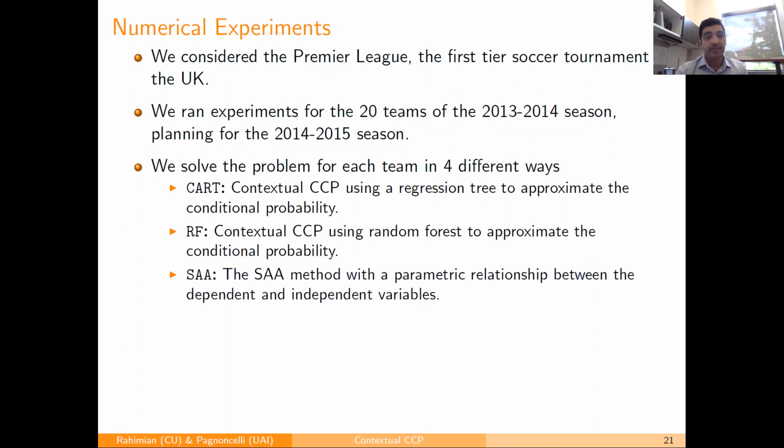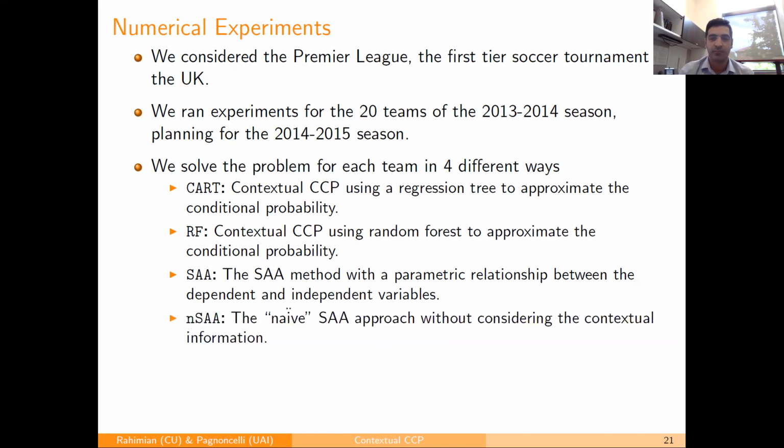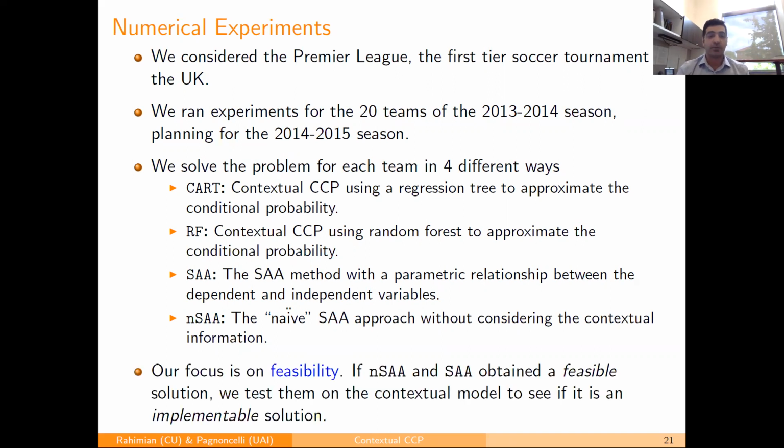We use SAA in a way that we considered the contextual information, but we assume that there is a parametric relationship between the dependent and independent variables. We fit a model, we sample from the fitted model and just use a classical SAA. And the last one is the one that I refer to as naive SAA, which totally ignores the contextual information. And for the numerical results here, I'm focused on feasibility in a similar sense that I explained for that simple portfolio optimization. If I obtain some feasible solution from the SAA approaches, I want to test whether they are in fact feasible or implementable or not.